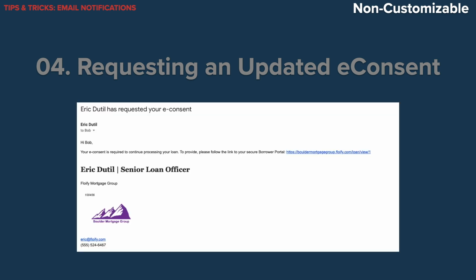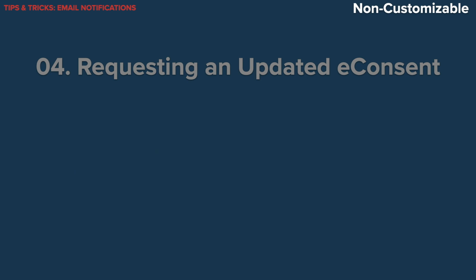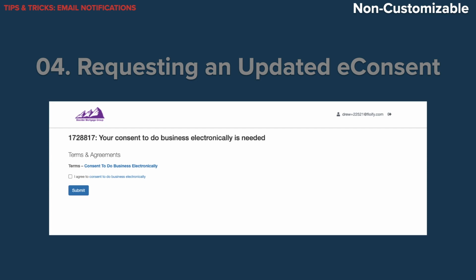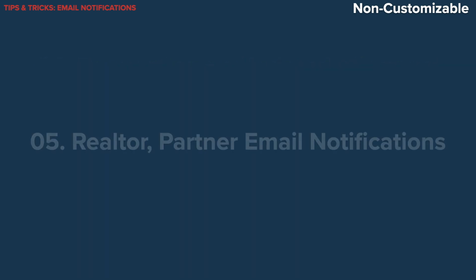All right, and this is what that email looks like. It'll say the loan owner has requested your e-consent. It'll provide a link there so the borrower can go ahead and log in. And what's going to happen is when the borrower does log in, they're going to see this right here. So your consent to do business electronically is needed. They can check the box and submit, and that's all there is to it. You have a new e-consent in Floify.